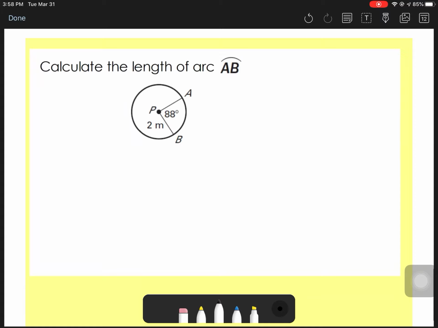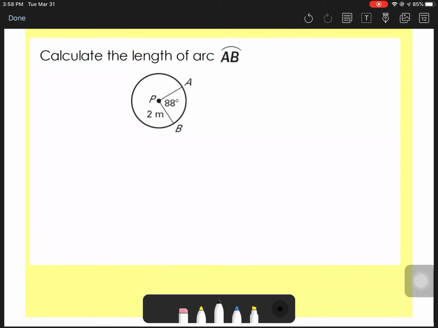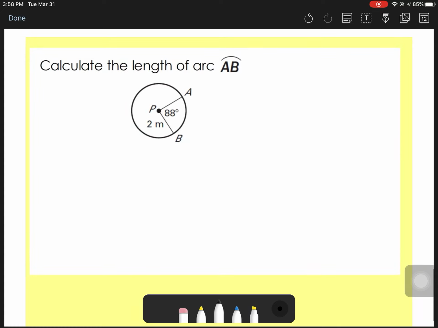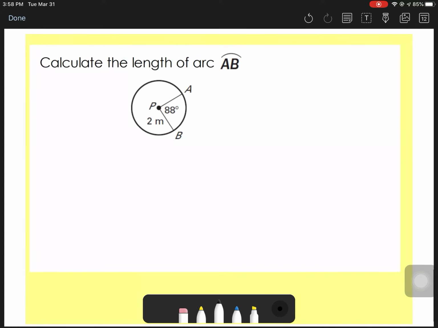Now on to the last slide. So calculating the length of an arc. Remember that calculating length is where we're actually looking for those meters, those feet, inches. We're not looking for a degree measure. We are looking for a distance. So the distance from A to B is our goal. That's this distance right here.